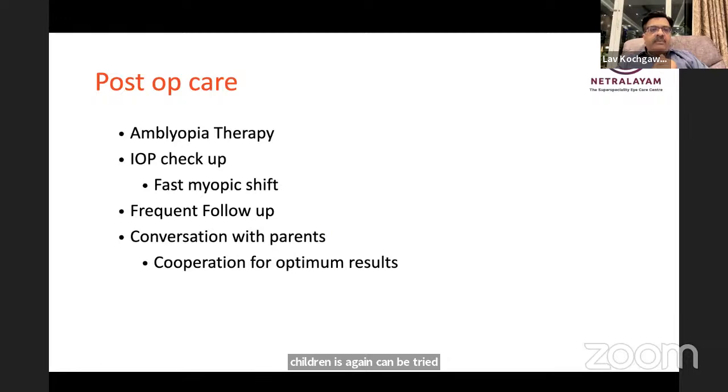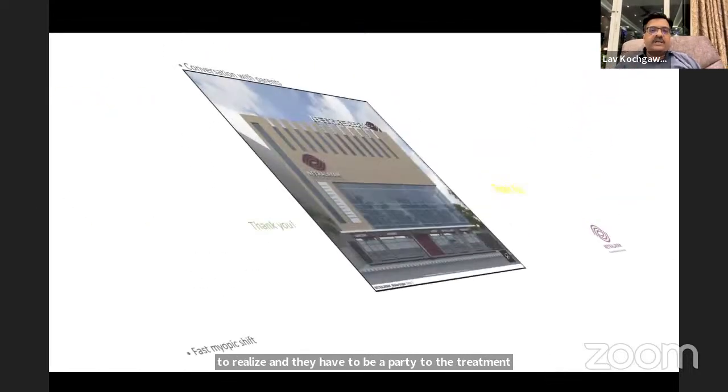Post-op care will be amblyopia therapy, as all of us know. IOP check at almost every visit, especially in the first 1 or 2 years after surgery. Frequent follow-up: my first follow-up is about a month after the glasses appointment, after that every 3 months, and if patching is being done, it can be even every 2 months. Constant conversation with parents is very, very important, because they have to be a party to the treatment, as all the implementation has to be done by them.